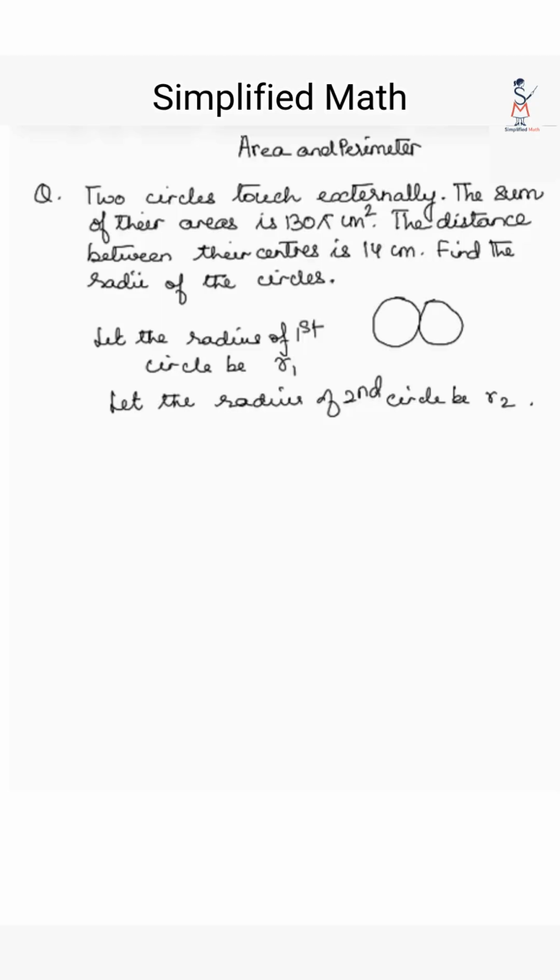Now what is given? The sum of their areas, that means pi R1 square plus pi R2 square is 130 pi centimeter square, right? And the distance between their centers, that means R1 plus R2 is 14. So these two things are given to us. Now we will use this and find the radii of the circles.